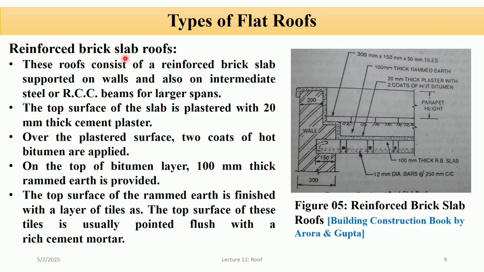A reinforced brick slab roof is built using brick units placed in rows, as you can see in this figure, and steel bars. These are 12 mm diameter bars, placed 250 mm center to center, inserted between or above the bricks. This combination improves load bearing capacity, allowing it to span wider distances. This slab rests on a masonry wall, as you can see in this figure, and for longer spans it is also supported by steel or RCC beams to provide extra strength.